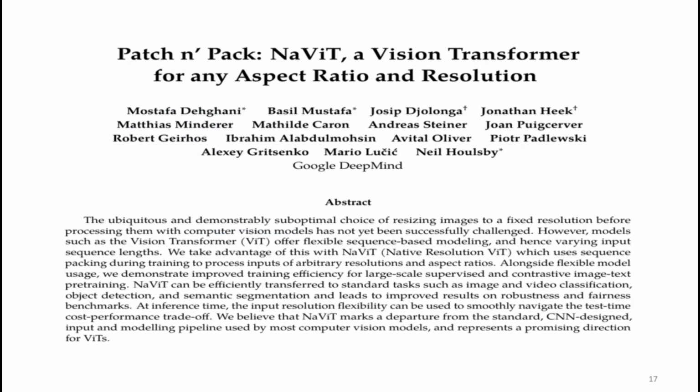Okay, next paper, it is Patch n' Pack: NaViT, a vision transformer for any aspect ratio and resolution. In the world of computer vision, images are often resized to a fixed ratio before processing, which can lead to loss of crucial detail, especially in non-standard image sizes. Traditional models, including CNNs, are designed with fixed size inputs in mind, which limits their ability to handle images of varying aspect ratios or resolution.